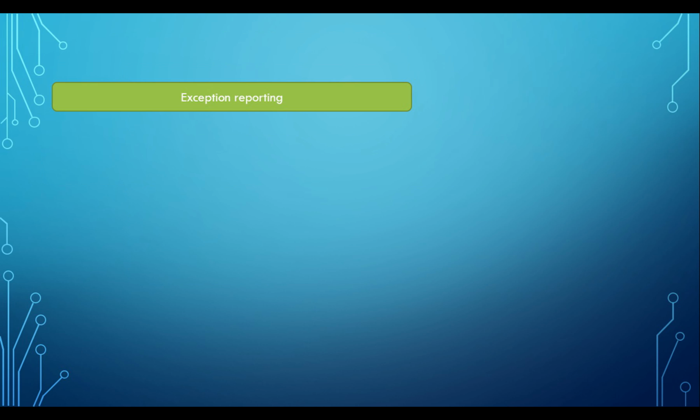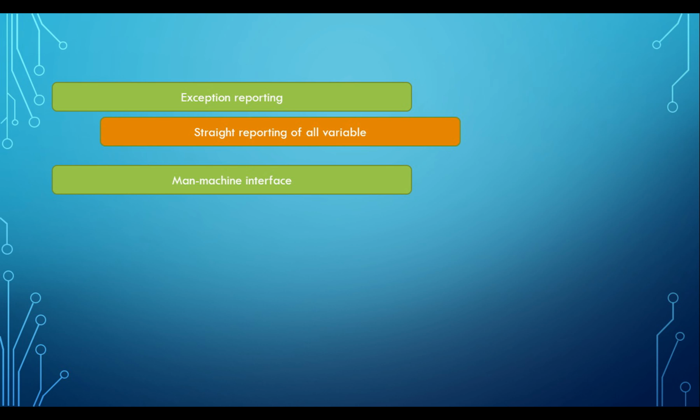Exception reporting. It is a departure from the straight reporting of all variables, and the value of a variable is only reported if it lies outside the same predetermined normal range. Man-machine interface. It ensures the maximum effectiveness of the information system. The organization concentrates on presenting information that is required by the user and presents that information in the most uncluttered way.